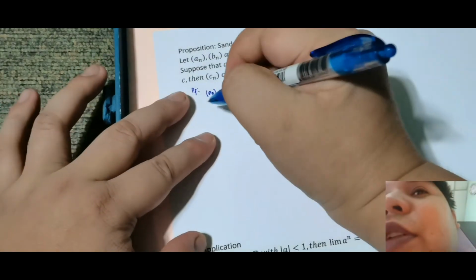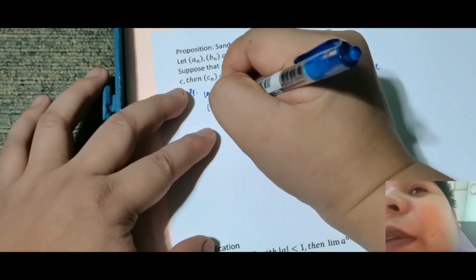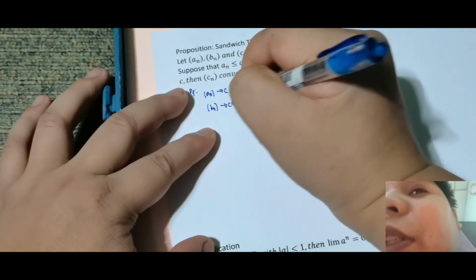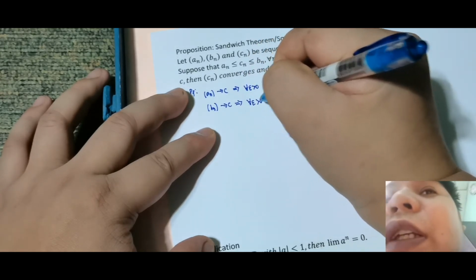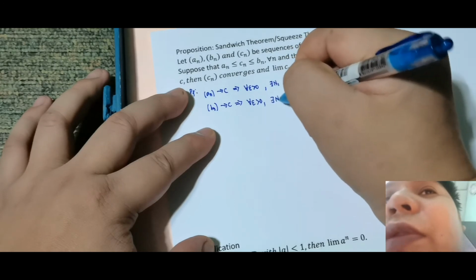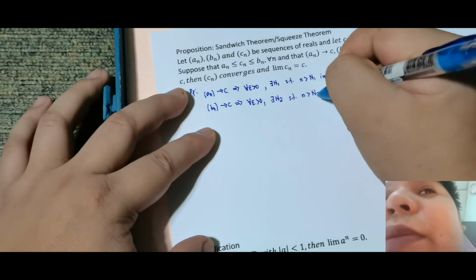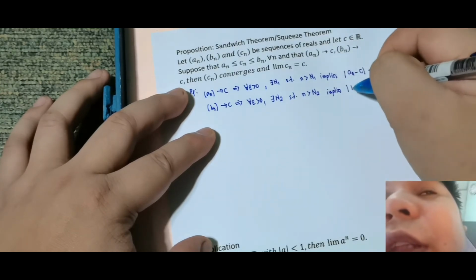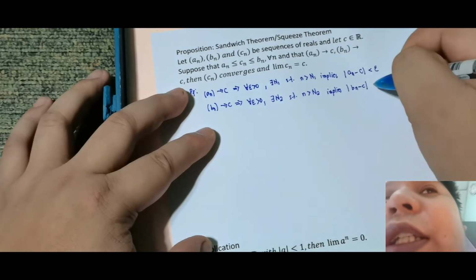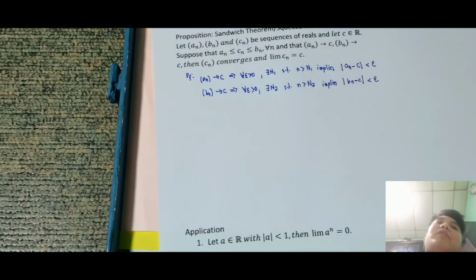Okay, next is B sub n. B sub n approaches C. This implies that for every epsilon greater than 0, there exists n sub 2 such that n greater than n sub 2 implies the absolute distance of B sub n minus C is less than epsilon. So I don't care about the epsilon over 2 here, I won't be doing that.